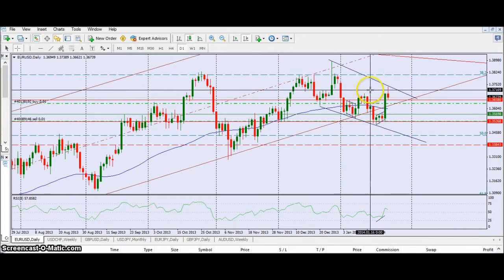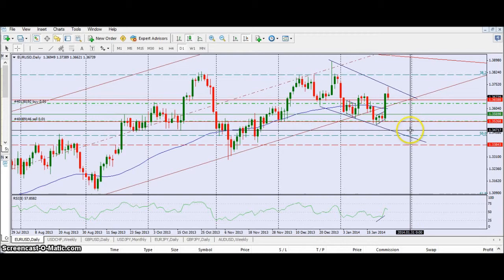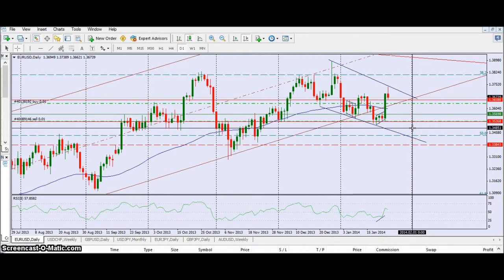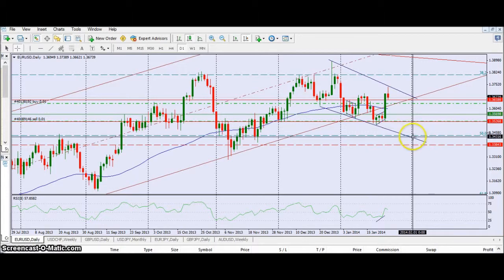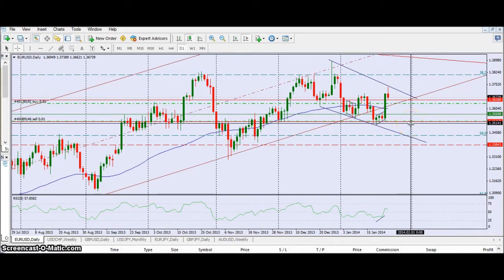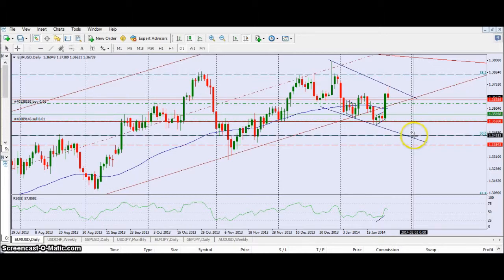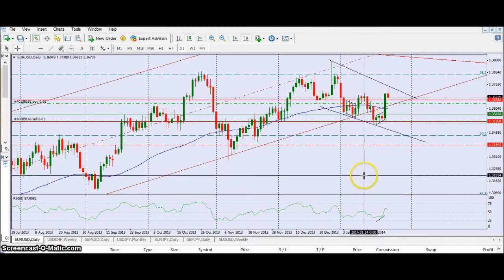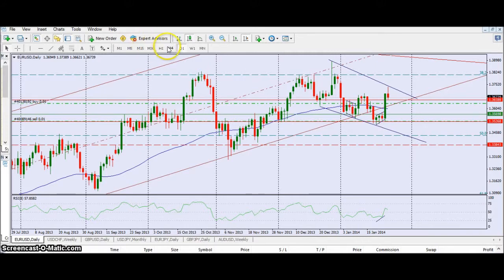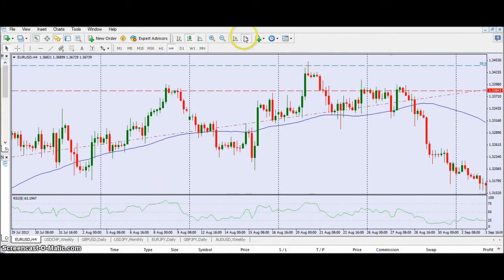The next take profit we should be looking out for is between this level, 1.3485 and this, around here, and then 1.3440. These are things we should be looking out for. Like I said, let's go to the 4 hours chart.